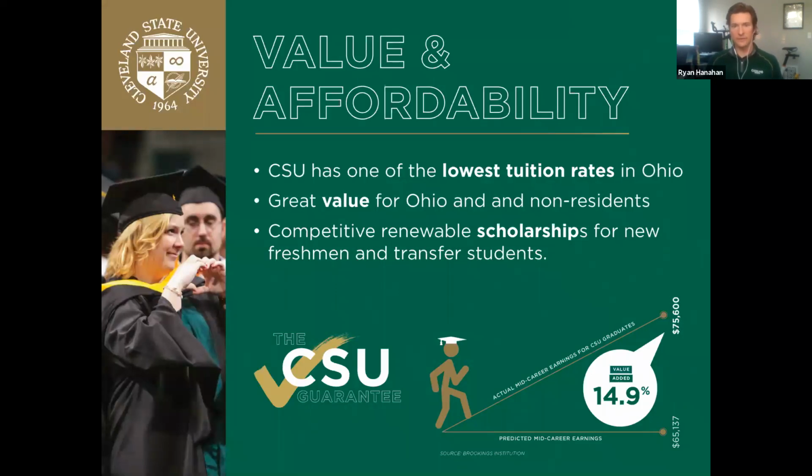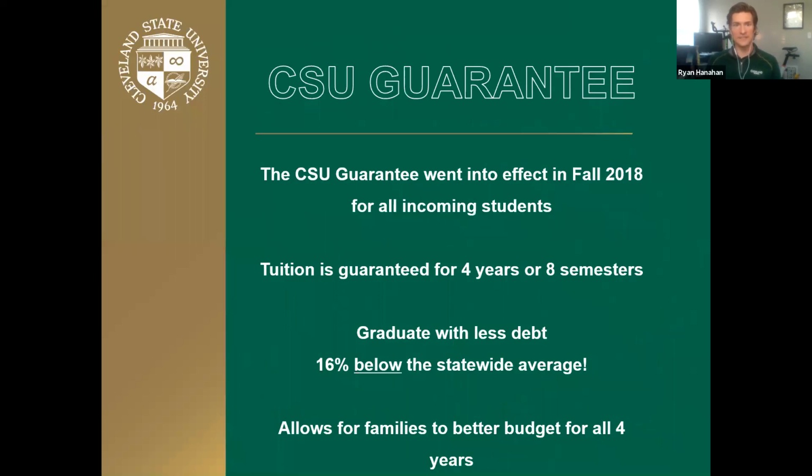In addition to that low tuition for our in-state and out-of-state students, we have our CSU Guarantee. So this actually went into effect in the fall of 2018 for all of our incoming students. Essentially what it means is no increase in your tuition for the 4 years or 8 semesters it takes you to reach your degree. So whenever you become a student at CSU, whatever your tuition rate is, you're locked into it for 4 years. It will never change. It will never go up. You'll never get a bill in the mail, or your parents will never get a letter saying you owe X amount of money. You know exactly what your tuition is for each semester for all 4 years.